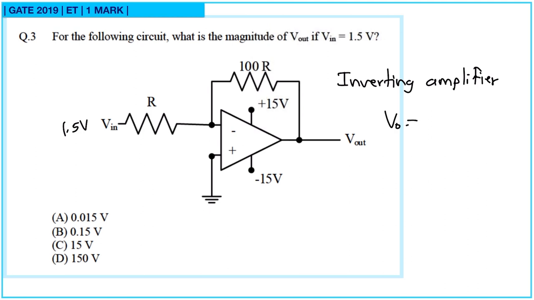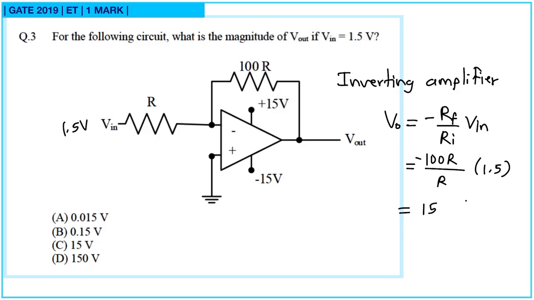So Vo is equal to the closed loop gain for an inverting amplifier, that is minus Rf upon Ri into Vin. Rf is 100 R and Ri is R and Vin is 1.5 volt. So this will be 100 into 1.5, so this will be 15 volt, minus 15 volt. You just have to multiply this by 100. So the answer for this question is 15 volt. Option C is correct.